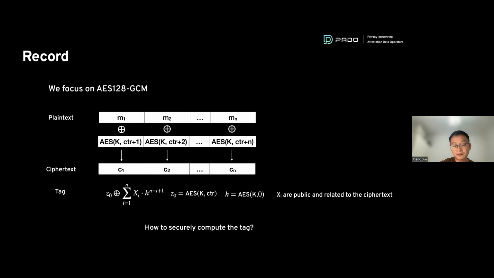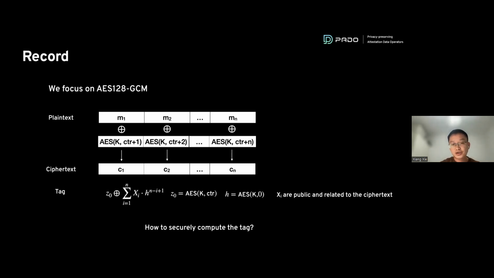And the key point is how to compute the polynomial function of H, and H is also an AES ciphertext. There is a very general way to do that, which is to use the garbled circuit to compute everything, but it's quite heavy, because multiplication in the binary field is very heavy: one multiplication involves like 8,000 AND gates. So it's even heavier than the AES.